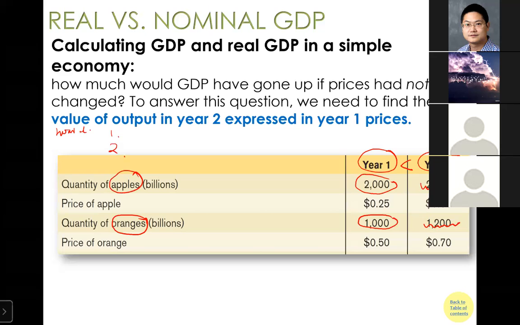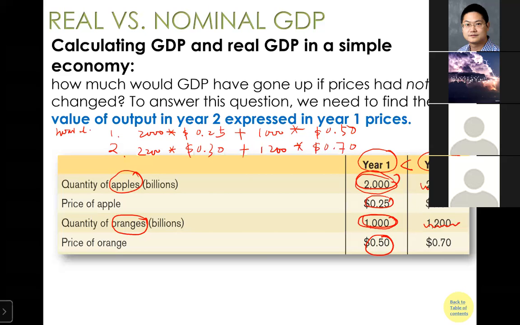For nominal GDP, we just use the quantity times the price. In year one, the nominal GDP is going to be 2,000 times 25 cents plus 1,000 times 50 cents. Similarly, in year two, 2,200 times 30 cents plus 1,200 times 70 cents. Okay, so this is nominal GDP.